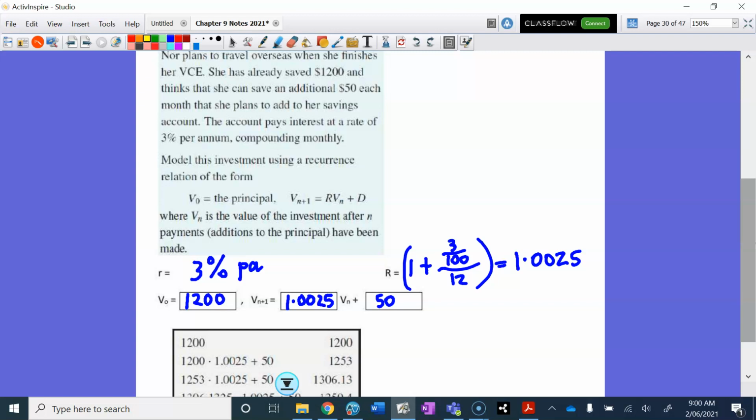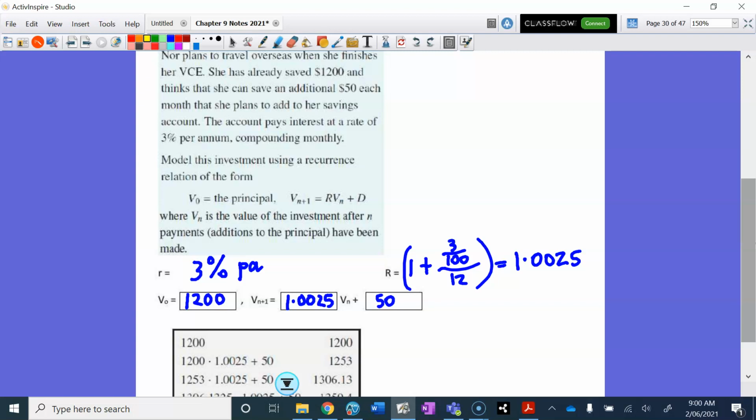So we know little r is 3% per annum. To calculate the big R, we need 1 plus that interest rate. So 1 plus 3%. Because it's monthly, we need to divide by 12. Okay, so the monthly compounding comes into it just like in every other question.